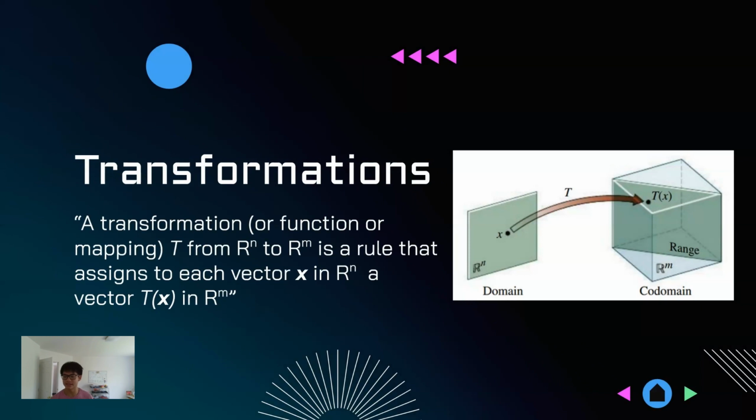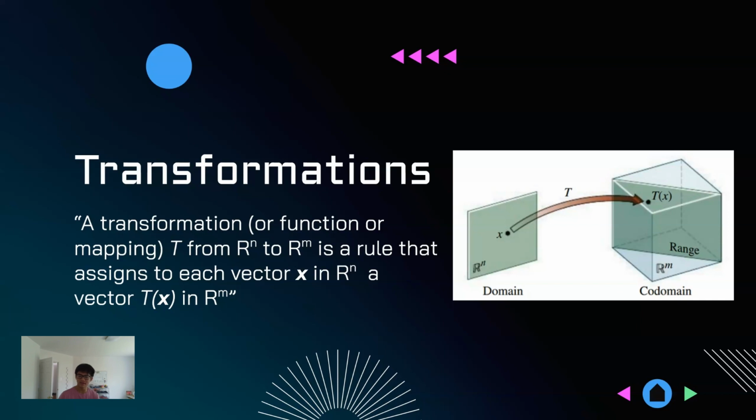So just a general definition as defined in our textbook. A transformation or function or mapping defined as T from R superscript n to R superscript m is a rule that assigns to each vector labeled x in R superscript n a vector T of x in R superscript m. So basically, a function defined as T will map the original x onto a new codomain or create an image, and that will be labeled T of x. R superscript n is the domain of T, and R superscript m is the codomain of T. We can also call that the image.